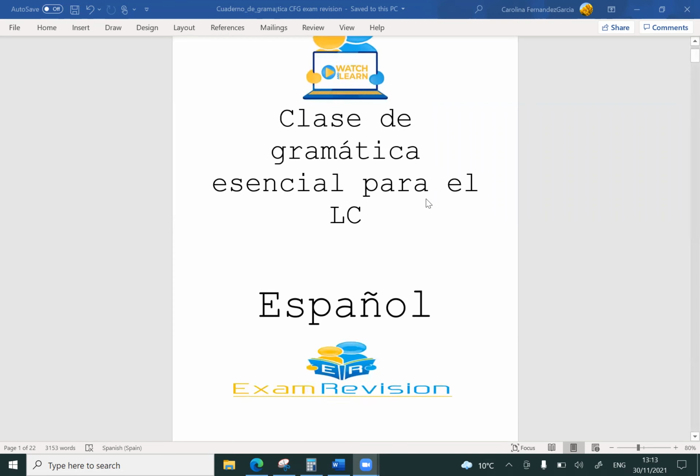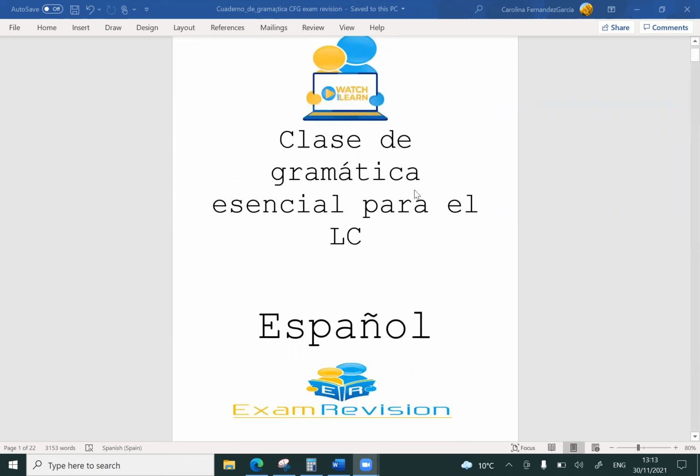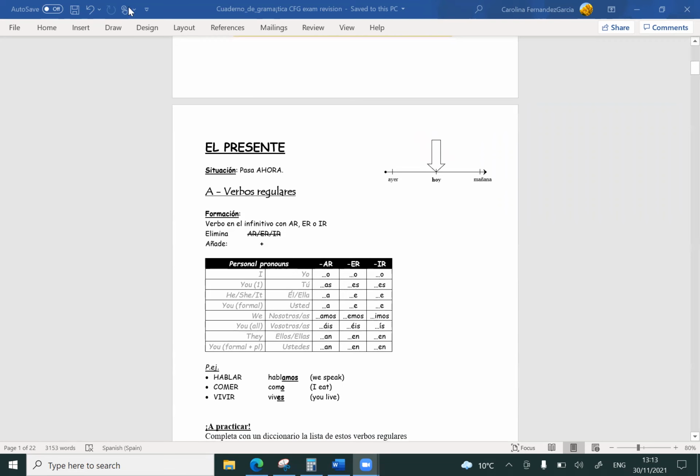Welcome to exam revision. What we are going to cover today is basic grammar for the Leaving Cert Spanish. We are going to cover all the different tenses that you will need in order to be successful in the exam. So we are going to start with the present tense, and we're going to move on throughout all the tenses.